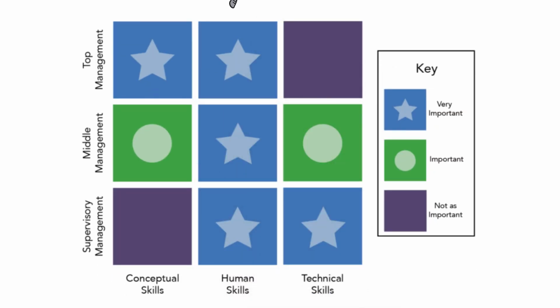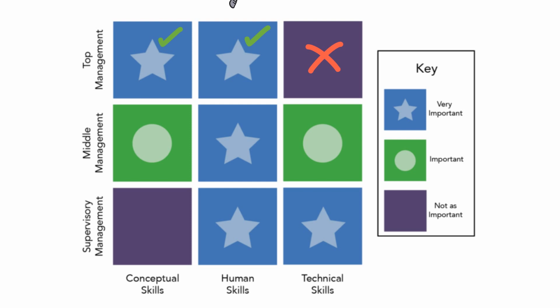Top-level managers require strong conceptual skills to think strategically, analyze complex situations, and make decisions that affect the organization's overall direction. They also must possess strong human skills to communicate effectively with stakeholders and inspire and motivate employees to achieve the organization's goals. Technical skills are less critical at the top management level, but top-level managers should have a general understanding of the technical aspects of the organization's work.